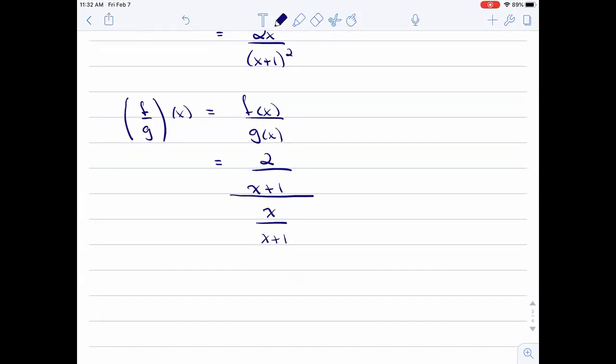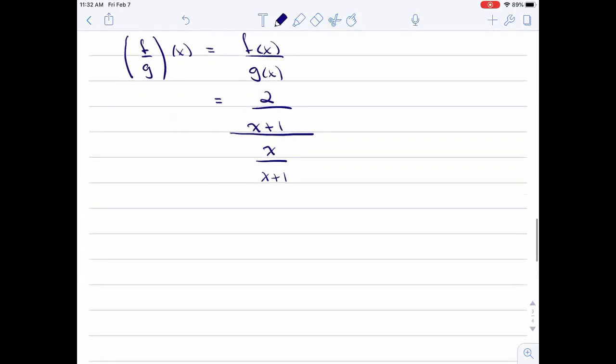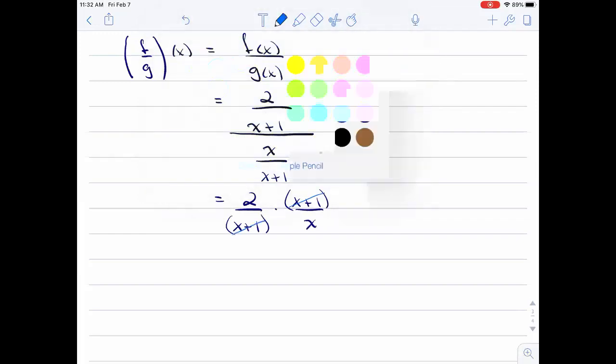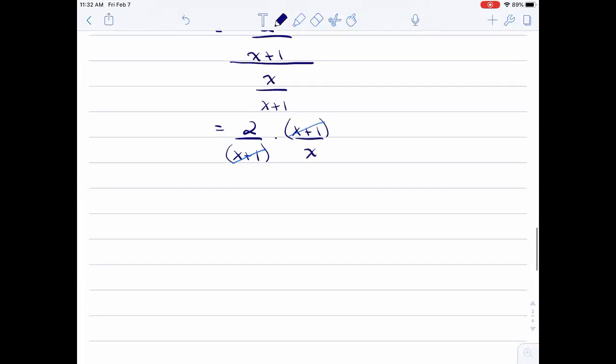Fraction over a fraction, right? I have to flip it, multiply it. So now I get 2 over x plus 1 times x plus 1 over x. Remember that I'm treating these as one thing, which means I can cancel them, right, to simplify things. So I can get rid of this, and so I just get 2 over x.